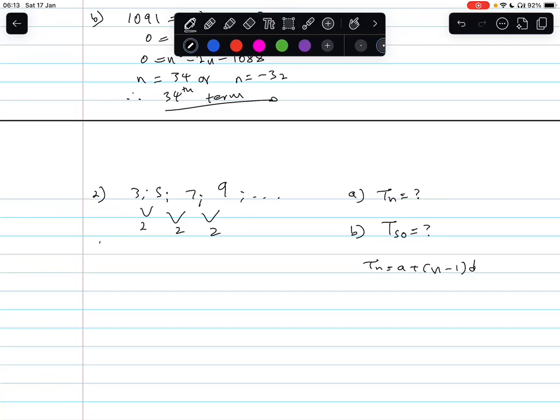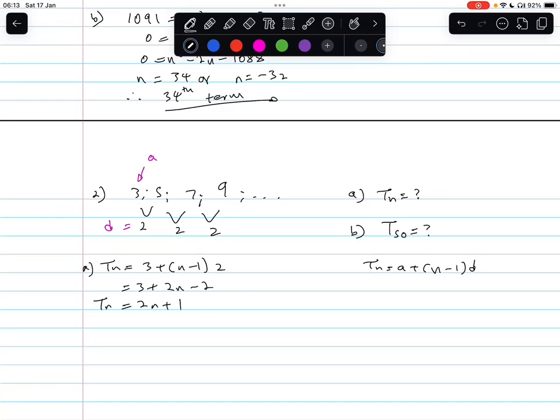d. This one here is the value of d, and this one here is the value of a. So we already have the general formula: 3 plus (n minus 1), d is 2. Oh, my bad. 2 times n is 2n, minus 1 times 2 is 2. So 2n plus 1. That's the general formula.